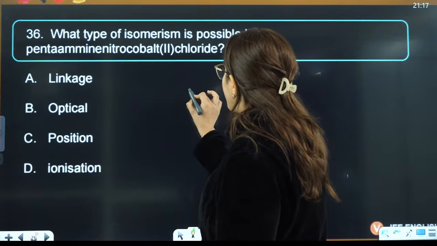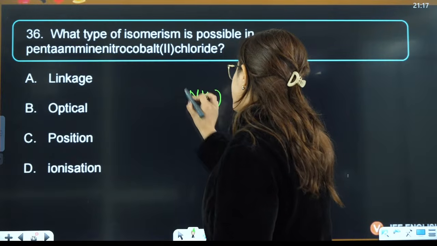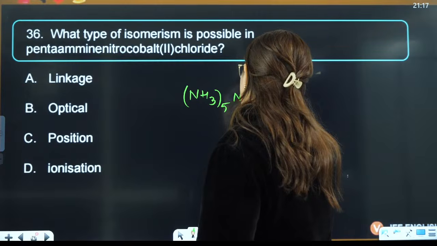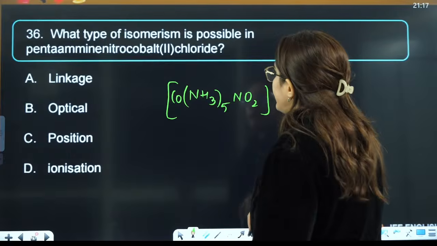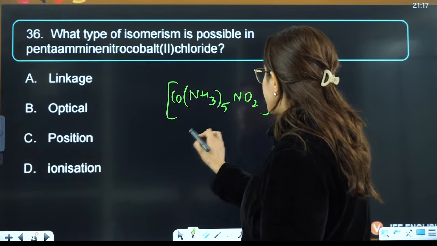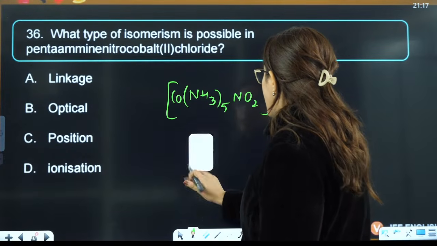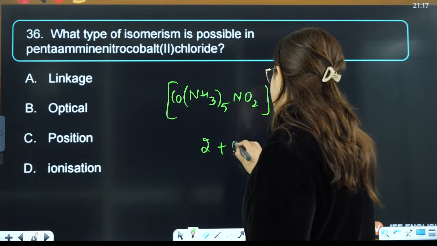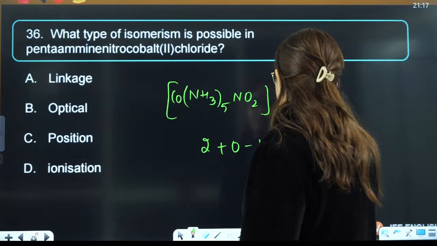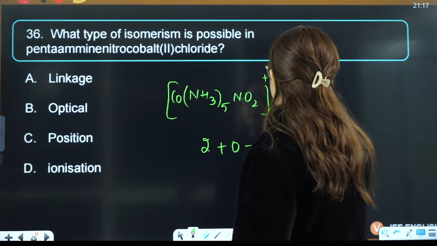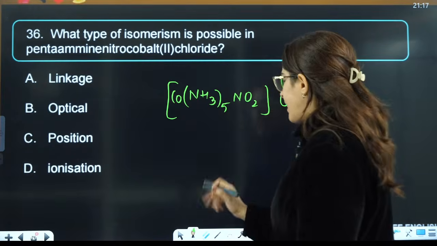So as you can see, pentamine, NH3 5, nitro, you have this thing. This is cobalt and this is chloride, right? This is in +2 oxidation state. This is 0. This is 2 plus 0. This is -1, is equal to what? This will be 1. So if this is +1, this will be -1. Okay. I'm just doing that.